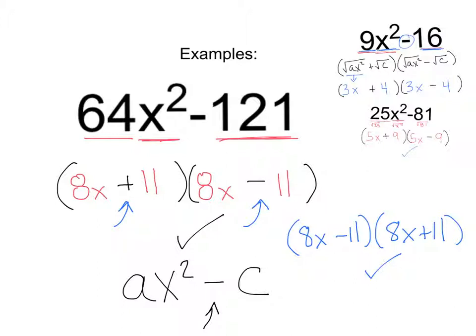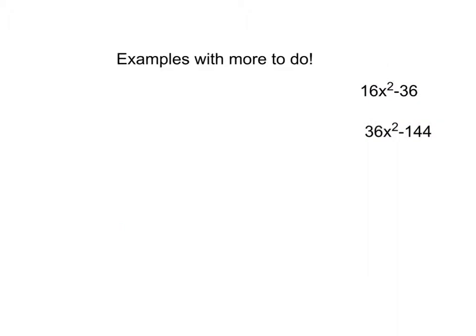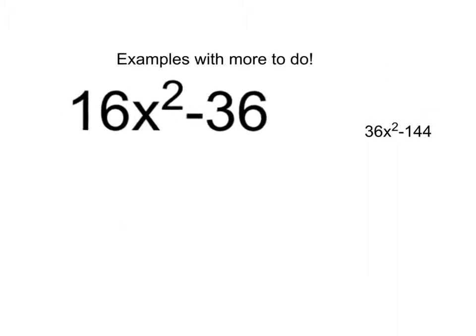Let's look at two more examples where there's a little more to it. Not much, but just a little. So here are two examples with a little more to do. In this case, we'll start with 16x squared minus 36. We're going to start off just like we did before. We've got our parentheses. One's positive, one's negative.